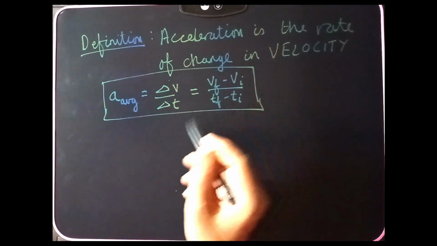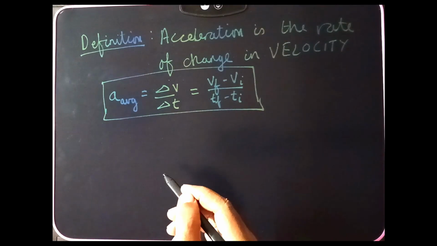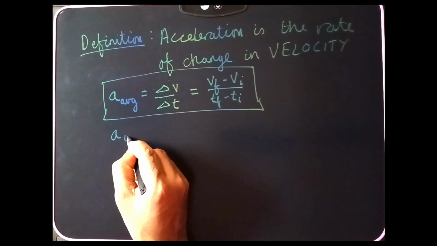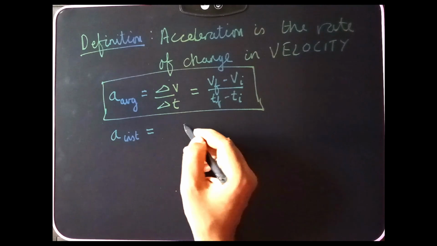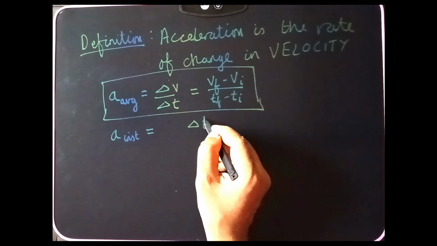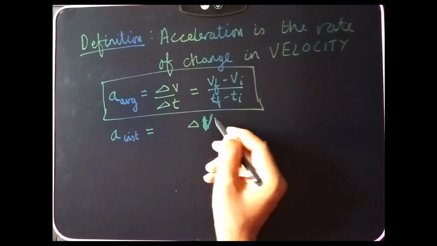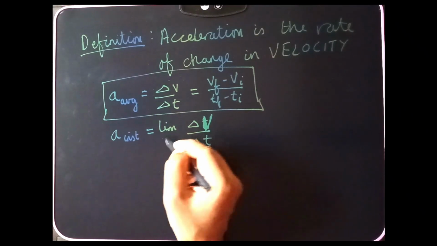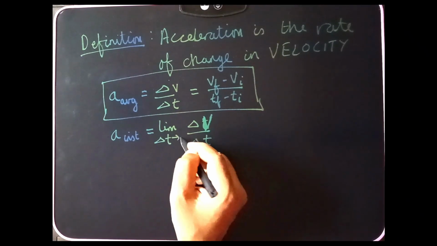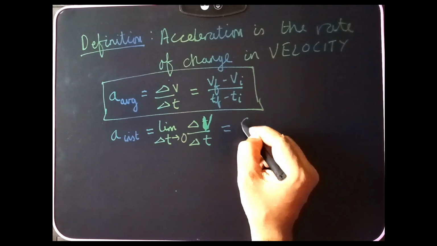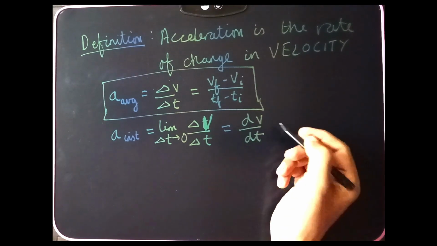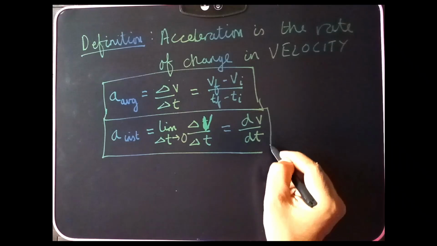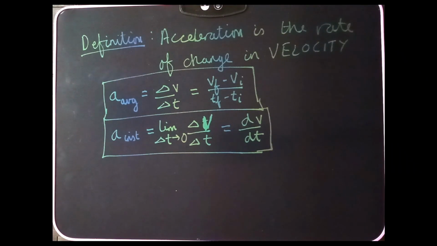Now what is instantaneous acceleration? Instantaneous means at that particular instant, at that particular time. So a instant is given as change in velocity by change in time, provided the time interval tends to 0. This is also defined as the derivative of velocity with respect to time. These are the two equations that you need to remember as part of acceleration.